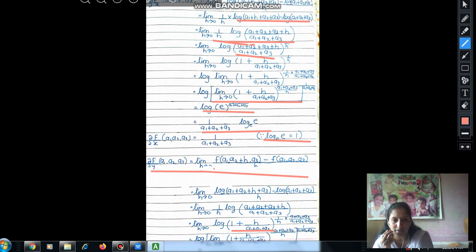Okay, now this 1 upon h is the power of this function using the rules of logarithm. That means your term becomes limit h tends to 0, log of 1 plus h upon a1 plus a2 plus a3 raised to 1 by h. Again using the rule that limit h tends to 0, 1 plus x raised to 1 by x. 1 plus x raised to 1 by x. So 1 plus here x raised to 1 by x.